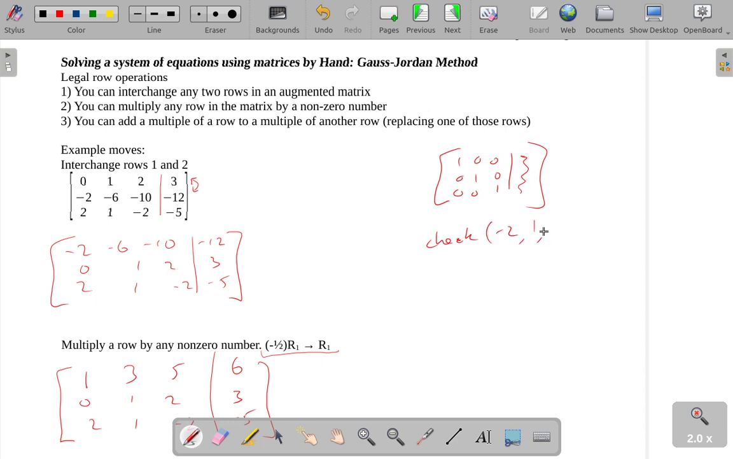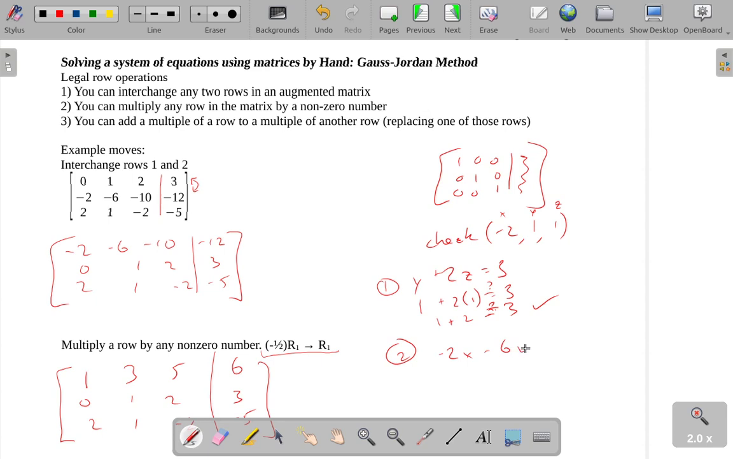-2, 1, 1. Let's check this; it should satisfy all three of those equations. So this is x, y, and z. The first equation says y plus 2z equals 3. Well, 1 plus 2 times 1 equals 3. 1 plus 2 equals 3. That's a true statement, so it satisfies the first equation. Let's check the second equation.